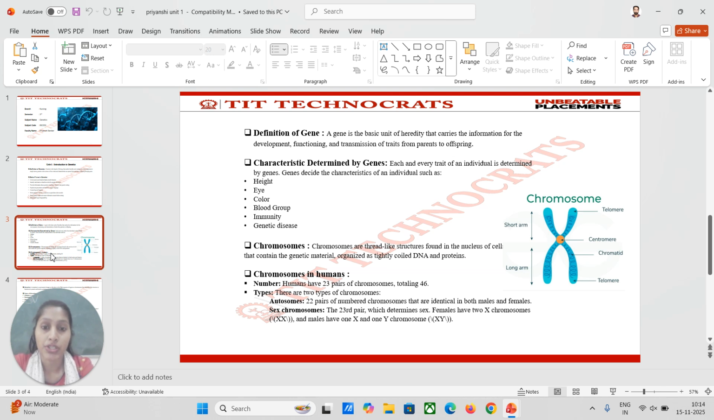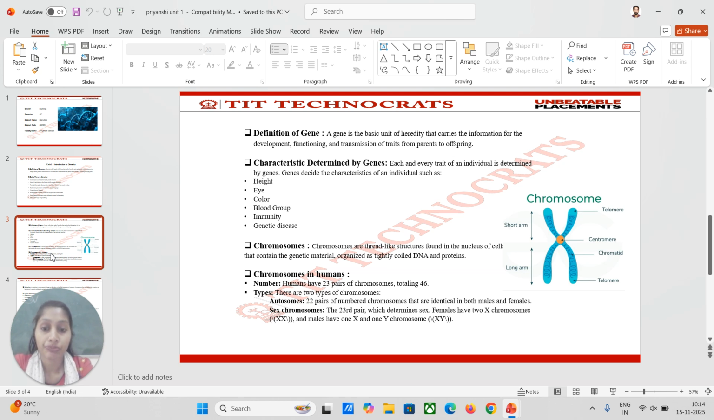Now, chromosomes in humans. Humans have 23 pairs of chromosomes. It means a total of 46 chromosomes are present in the human body. There are two types of chromosomes. First is autosomes: 22 pairs of numbered chromosomes that are identical in both males and females, which means they are present in both.